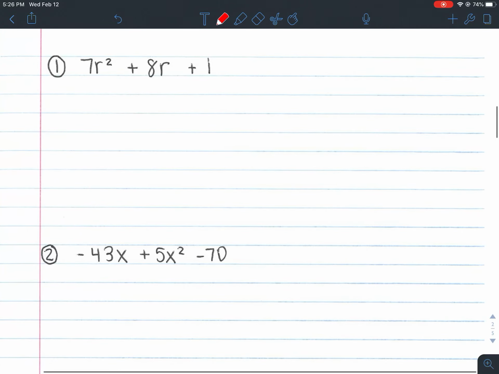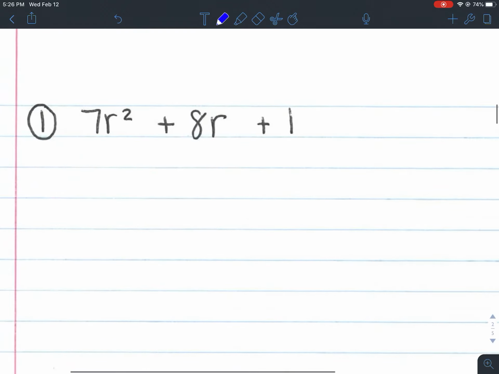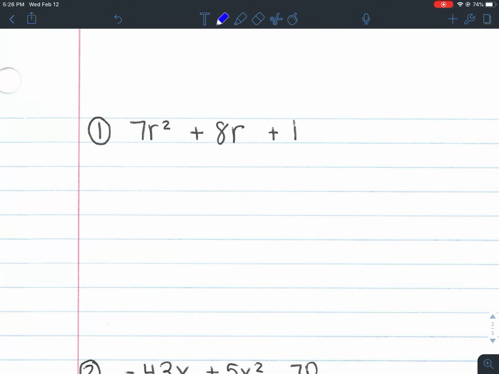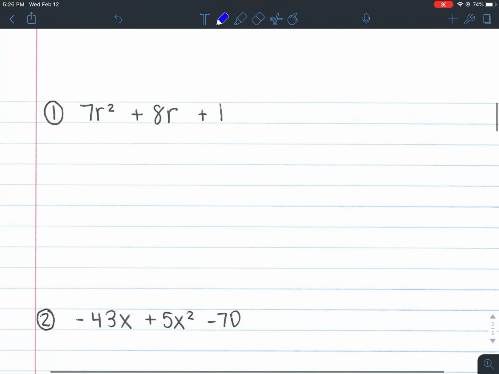But our notes are only 4 problems, so we're going to start with number 1, 7r squared plus 8r plus 1. The first thing we want to check for is, is this in standard form? It is. You want to start with the highest exponent. This exponent is a 1, and this has 0 as its exponent. So you want to make sure it's always the highest to the lowest, because if it's not in that order, when we label our a, b, and c, it's not going to be in the correct order.